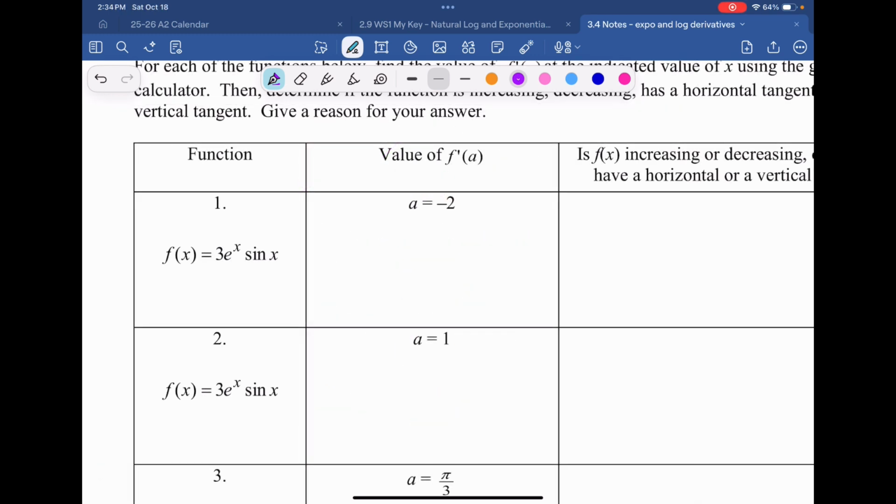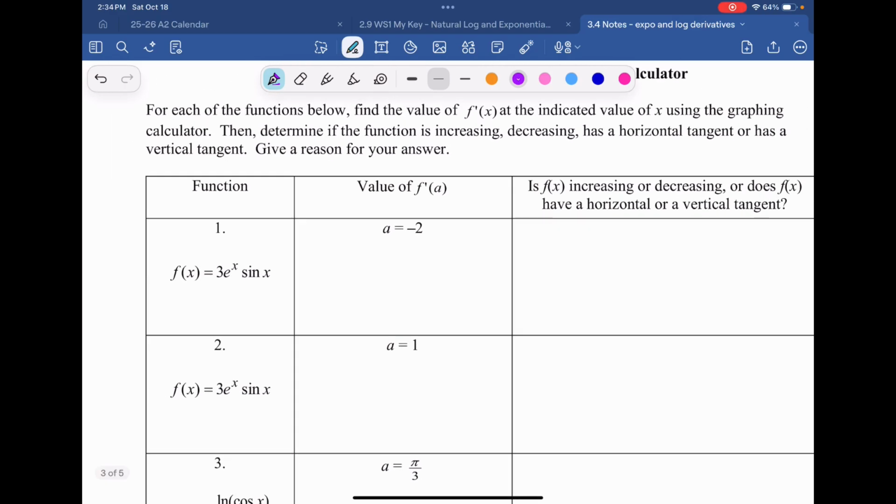All right, I'm going to suggest that you write down these calculator instructions to help. So for each function, find the value of f prime of x at the indicated value using the graphing calculator. Determine the function's increasing, decreasing, and so on. All right, so my first function is 3e to the x times sine x.